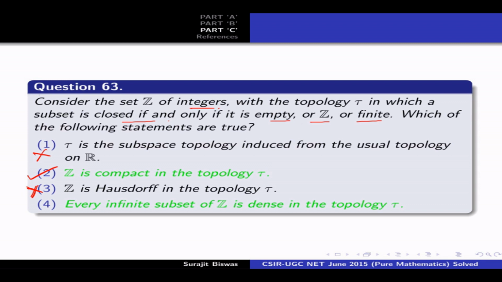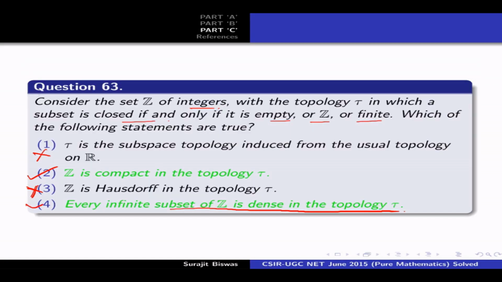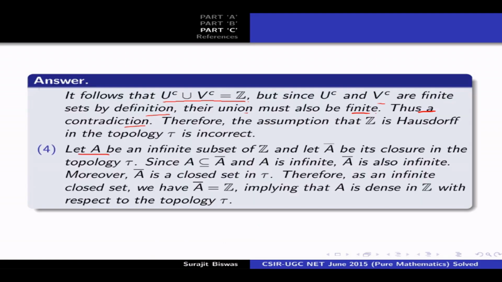And the fourth one: every infinite subset of Z is dense in the topology tau. This is correct. How do we show it? We begin with an infinite subset. Let A be an infinite subset of Z, and let A bar be its closure in the topology tau. Since A is contained in A bar and A is infinite, A bar is also infinite. Moreover, A bar is a closed set in tau. Therefore, being an infinite closed set, we have A bar equal to Z, implying that A is dense in Z with respect to the topology tau.